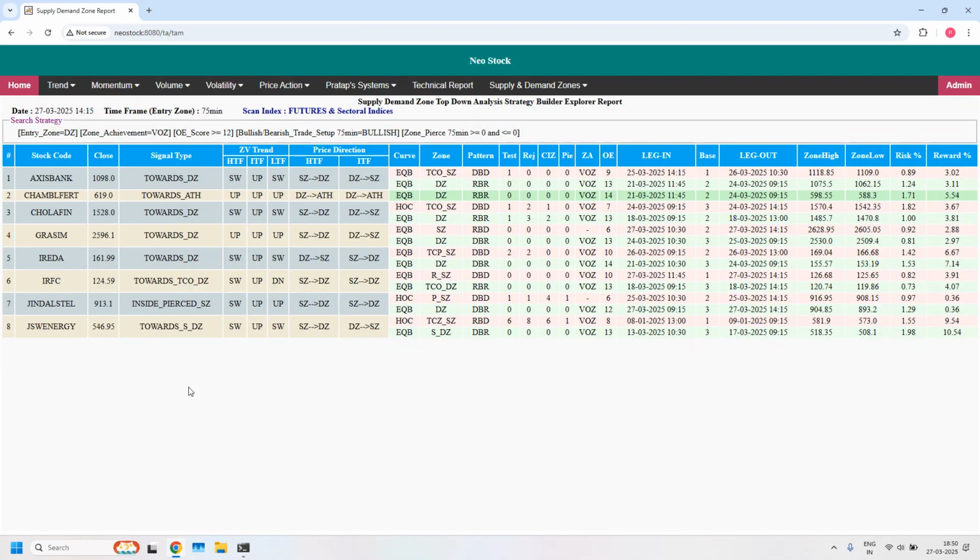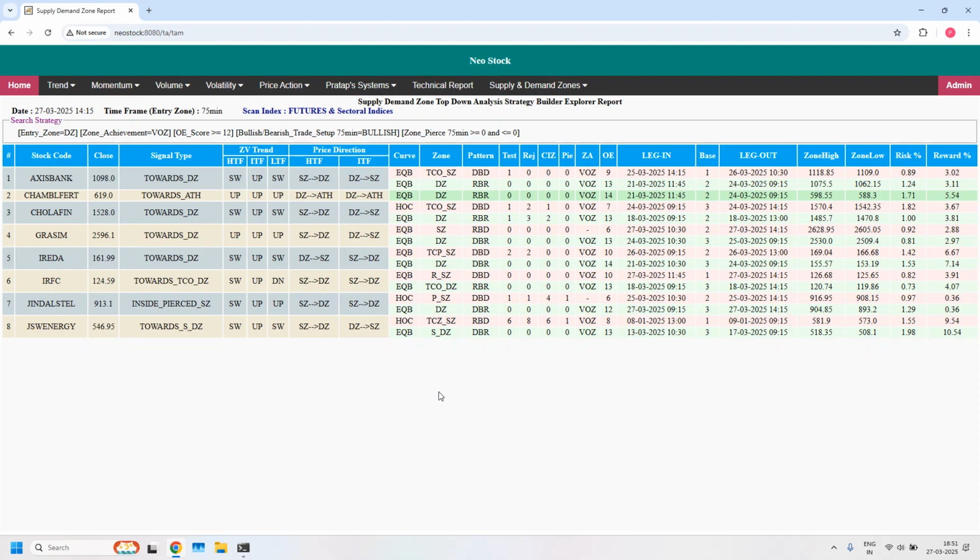So we got 8 stocks. At present, these 8 stocks are supporting bullish trade setup for weekly income trade. And entry time frame zones are 75 minutes demand zones. All these are 75 minutes demand zones. So we got 8 75 minutes demand zones supporting bullish trade setup for weekly income trade.